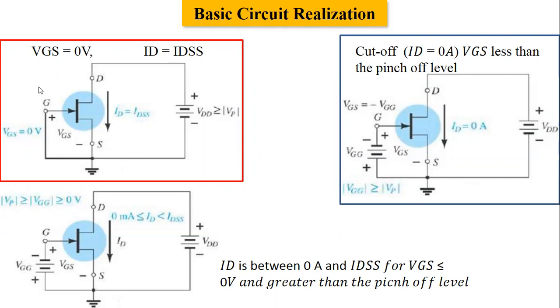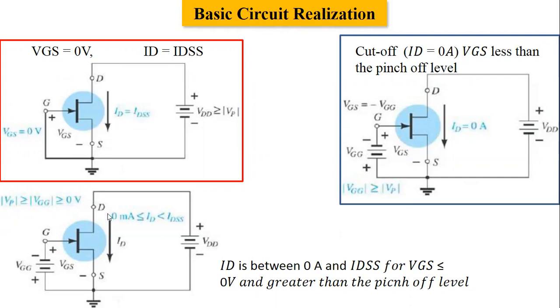When VGS is equal to 0, we will get the maximum drain current, that is the shorted drain current, IDSS. When VGS is equal to 0, the drain current ID flowing from drain to source is equal to IDSS.